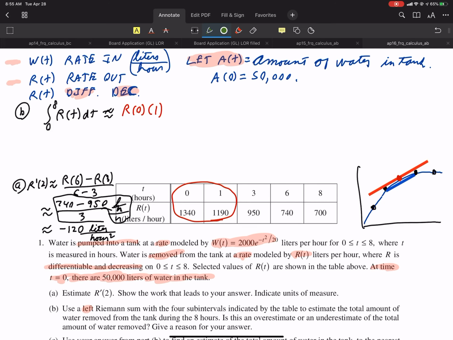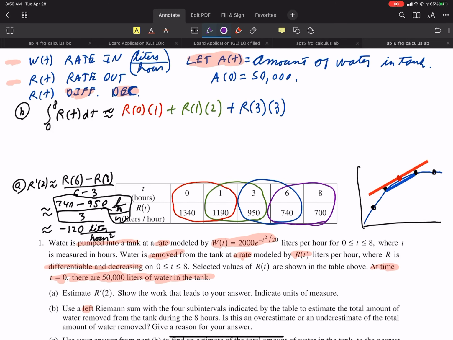My next subinterval, 1 to 3. What's the left side? Clearly it's 1. So it's R of 1, and the width of that is 2. The next subinterval is 3 to 6. The left-hand side of that is clearly 3. So the height at that point is R of 3, and the width is 3. And then my last interval will be 6 to 8. The left-hand side of that is clearly 6. So the height there is R of 6, and the width is 2. At this point, I plug everything in.